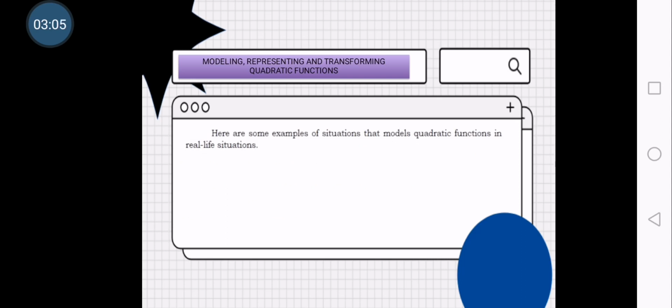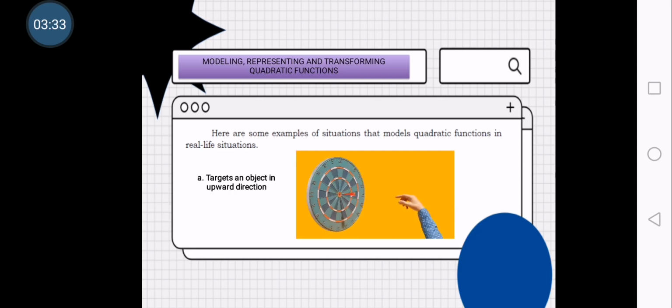So, here are some examples of situations that models quadratic functions in real-life situations. So, magpapakita ako ng iba't ibang example na kung saan may ginagamit ang quadratic function. So, una, if you are going to target an object in upward direction. So, kagaya po ng paglalaro ng dart.